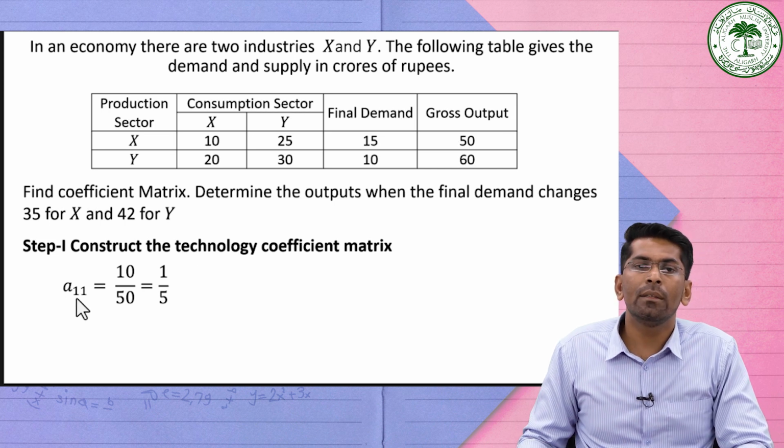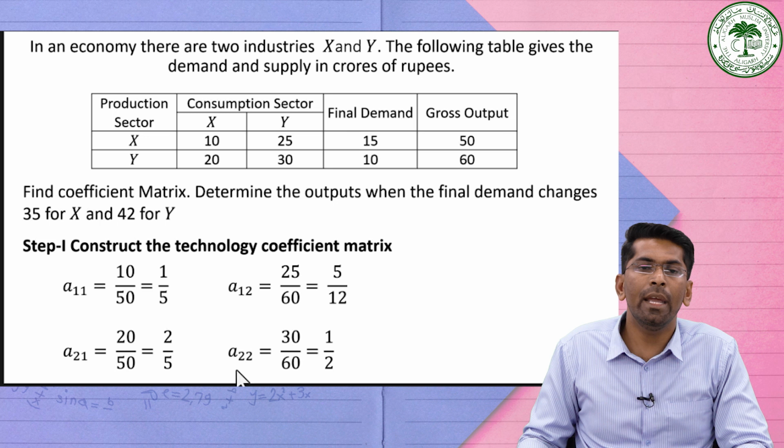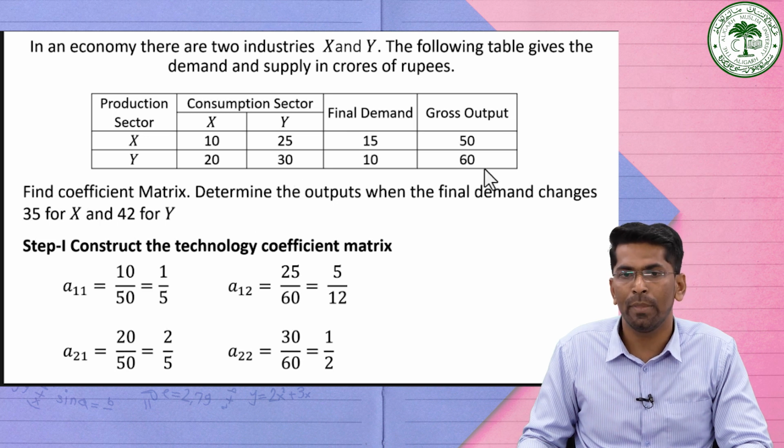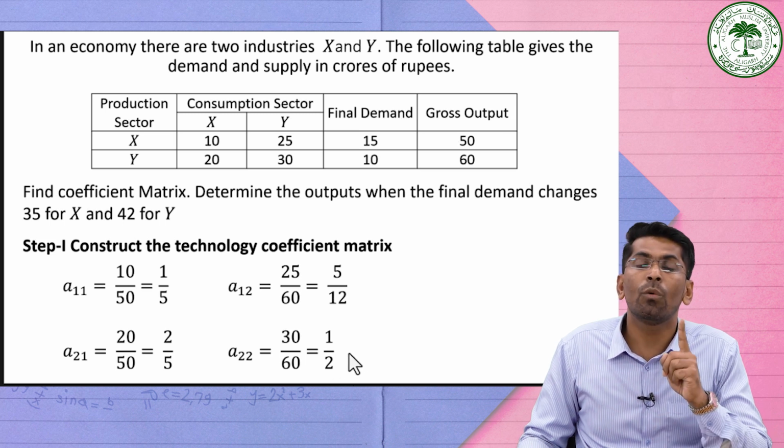So A11 is 10 divided by the gross output, that is 50. That we can write as 1 by 5. A12 is equal to 25 divided by 60. It will be like this: 10 divided by 50, 25 divided by 60. Then we have A21, that is 20 divided by 50. And finally A22, that is 30 divided by 60. By solving this, we have 1 by 5, 5 by 12, 2 by 5 and 1 by 2. These are the various elements in the coefficient matrix.